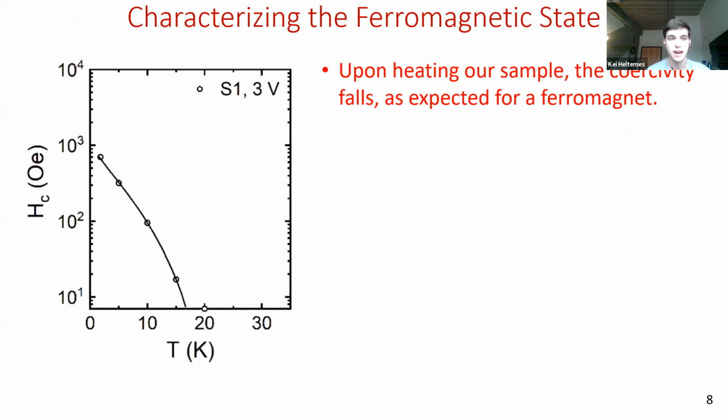And we do this by measuring the coercivity of our sample as a function of applied temperature. What we see here is one sample at a gate voltage of 3 volts. The main result is that upon heating our sample, the coercivity begins to decrease, as we'd expect for a ferromagnet. Basically, we're inducing enough thermal energy into the system to disrupt the exchange energy of the spins that are aligned. So that's what we'd expect for ferromagnetism.